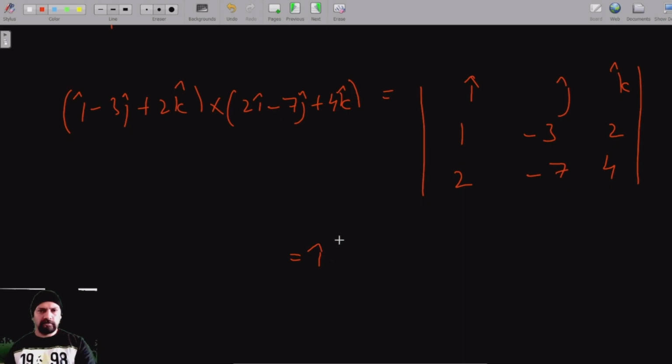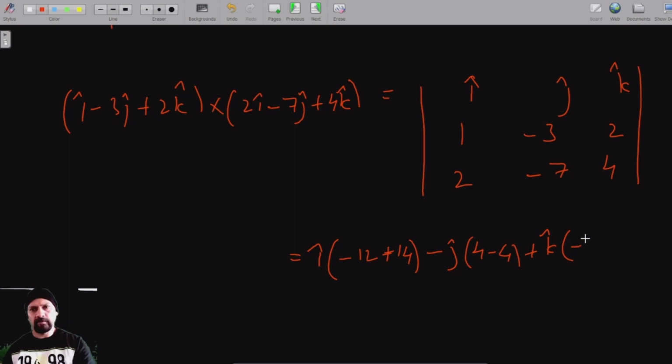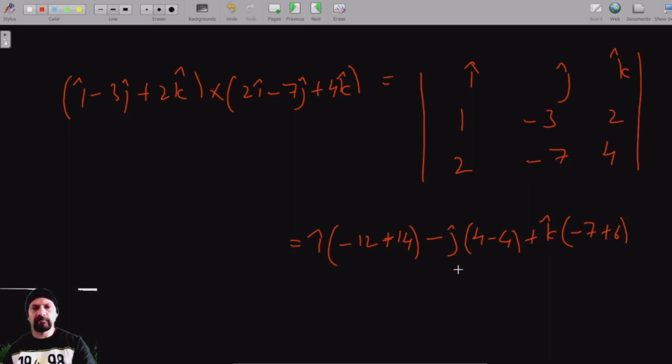Okay, so this is 1 and it's minus 12, minus 12 and plus 14, minus j cap, which is 4 minus 4, plus k cap, minus 7 plus 6, which gives us 2 i cap. This is 0 and plus k cap.